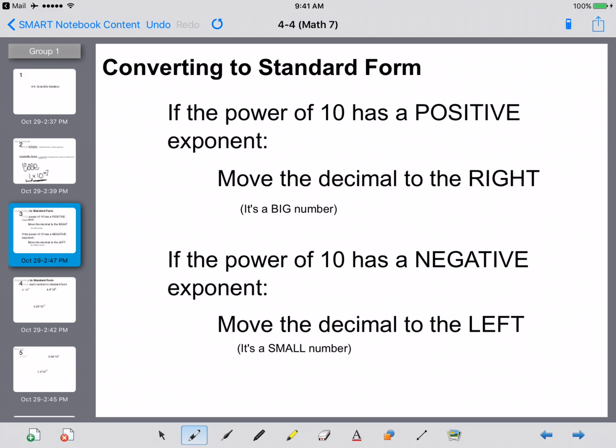So converting to standard form. If the power of 10 has a positive exponent, you're going to move the decimal to the right, which means it's a really big number. If the power of 10 has a negative exponent, you're going to move the decimal to the left, which means it's a really small number.